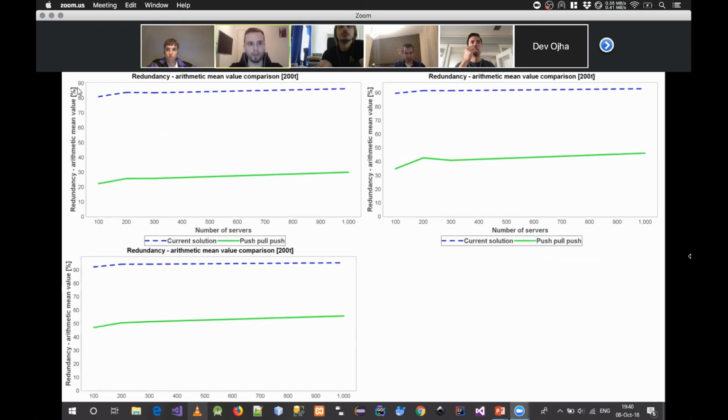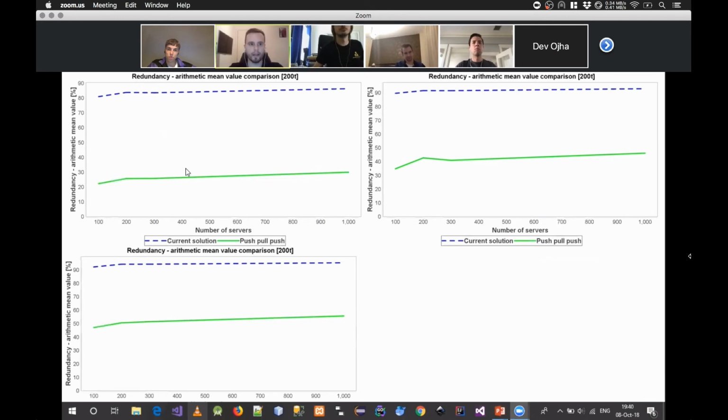These three charts represent the average redundancy expressed in the percentage of redundant transactions received, and that is shown on the y-axis. On the x-axis, we have the number of servers. So basically, simulations were executed for different numbers of servers, but always with a fixed number of 200 transactions. When looking at these charts, I would like to point out that the smaller value is a better value, since if we have a smaller overhead, we achieve better results. The dashed line represents the current solution, whereas the bold line represents the push-pull-push gossiping algorithm.